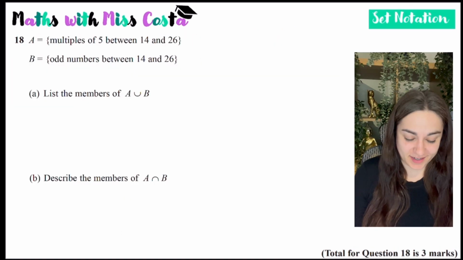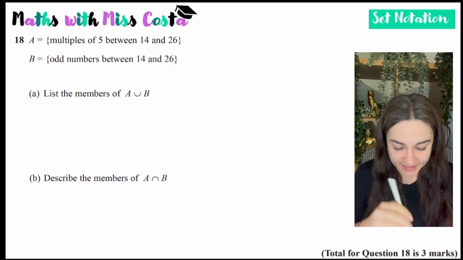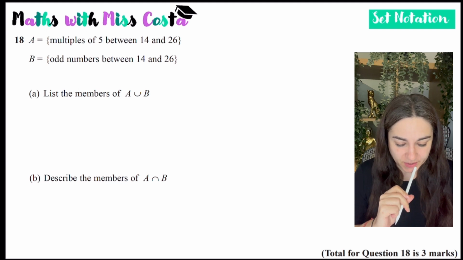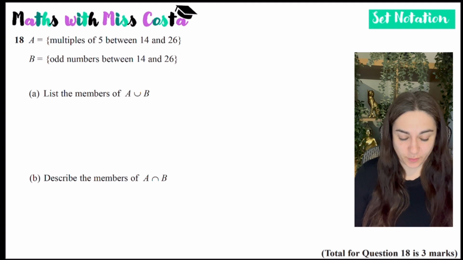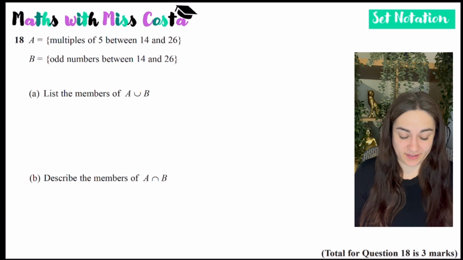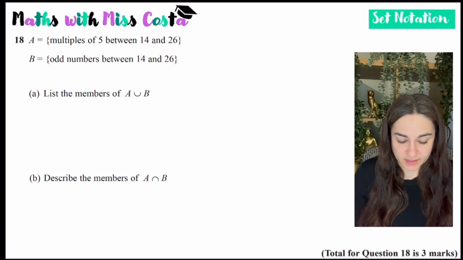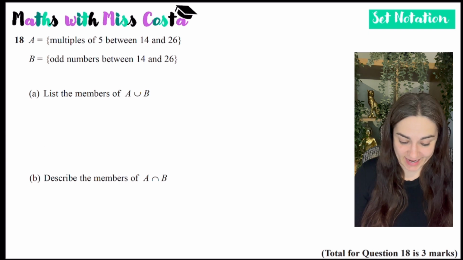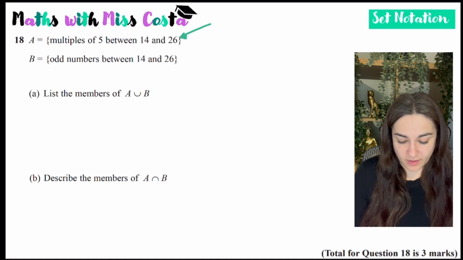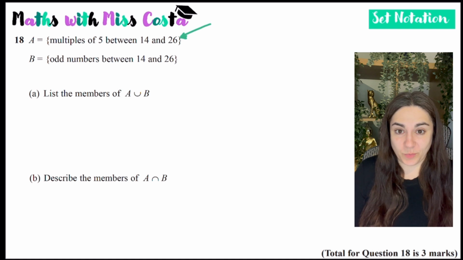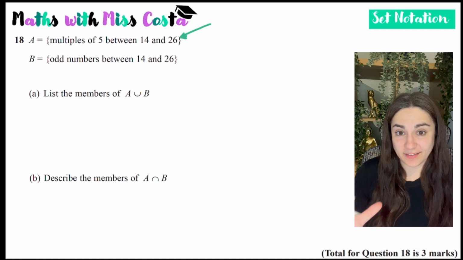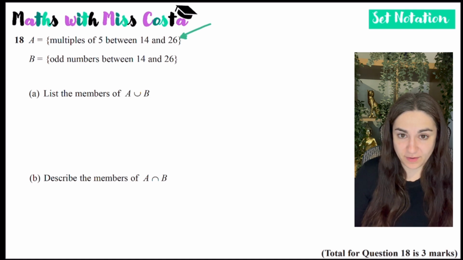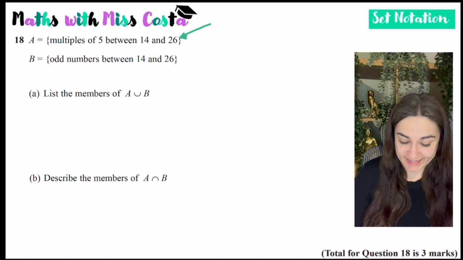Okay, so I realised I accidentally missed question 18. So let's go through that one. So this is a set notation kind of question where there's just a few things that we need to know. So when you've got something like this, it's basically saying that the members or the things that can exist in set A, these little brackets, they tell you what the conditions are. So to be a part of the set A, you need to be a multiple of 5 and a number that's between 14 and 26.